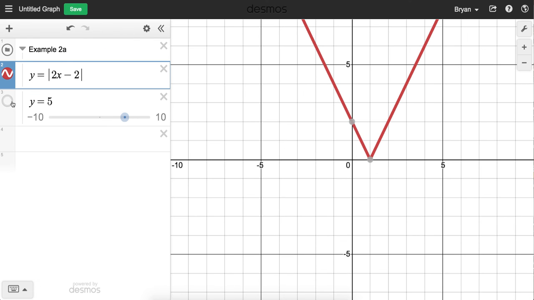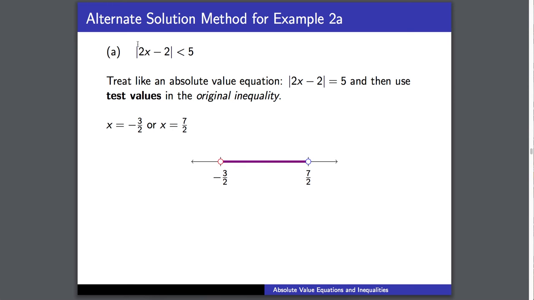Also notice if we graph the absolute value of 2x minus 2 less than 5, where is the graph in red? Below the graph in purple. And it's below the graph in purple between negative 1.5, or negative 3 halves, and 3.5, or 7 halves. So again, this graph is below this graph between negative 3 halves and positive 7 halves.